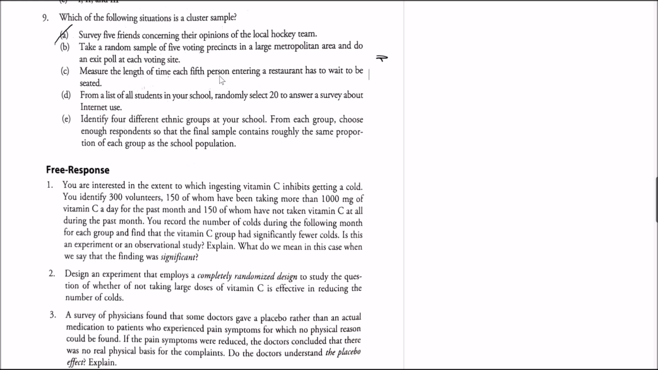Measure the length of time each 5th person entering a restaurant has to wait to be seated. Each 5th person entering a restaurant has to wait to be seated. That looks a lot like systematic. So it's not that one, that's systematic.